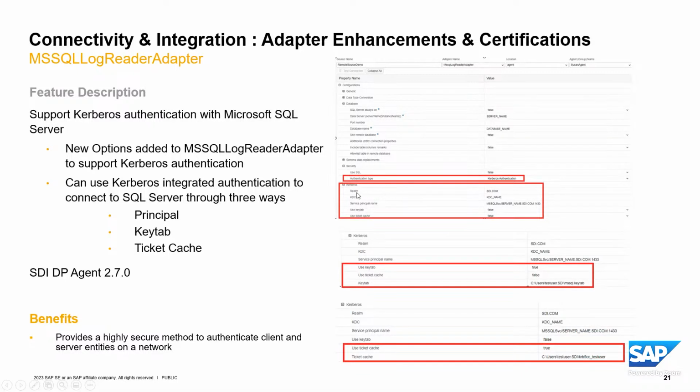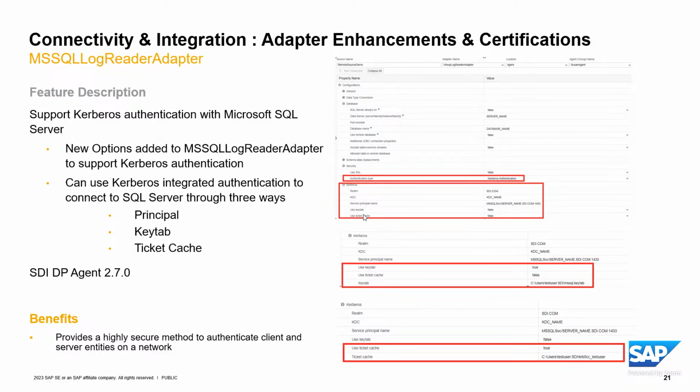The realm option must be used together with the KDC, which is the Kerberos key distribution center. So you need to mention the address of the technical user's KDC for the specified realm. These two must go together. You need to provide the service principal name, which is also called SPN, to use this Kerberos authentication.